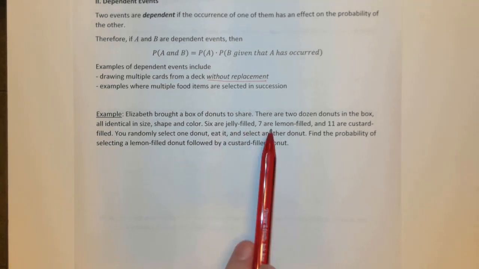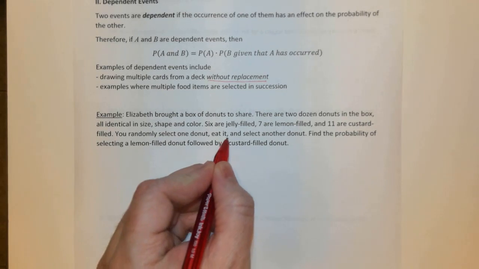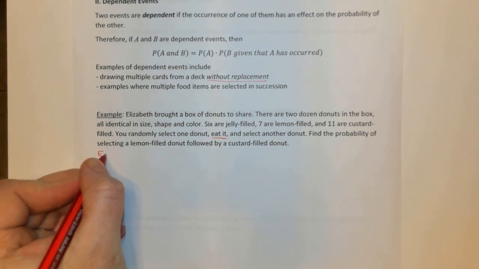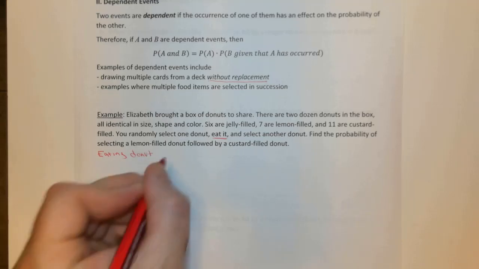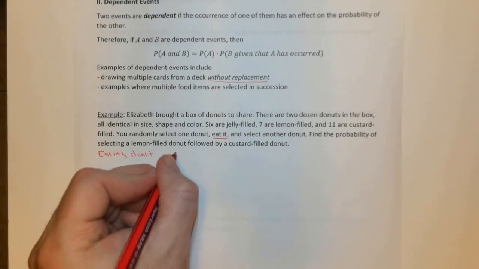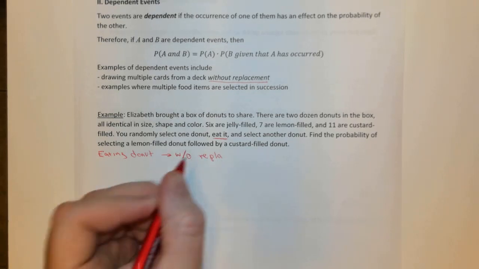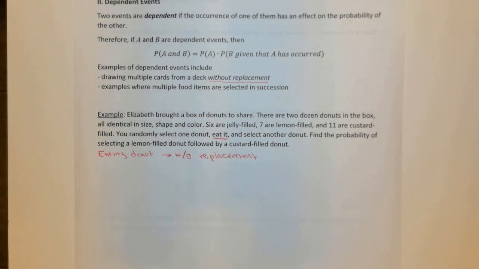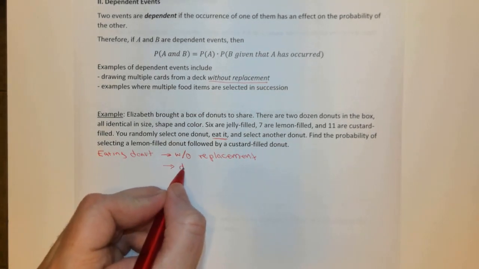6 are jelly, 7 are lemon, 11 are custard. You randomly select a donut and you eat it, and then select another. So because you're eating a donut, that means you cannot replace it. So without replacement. Okay, if it's without replacement, it's dependent.